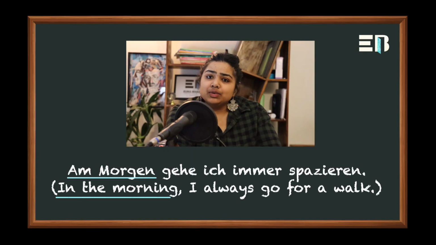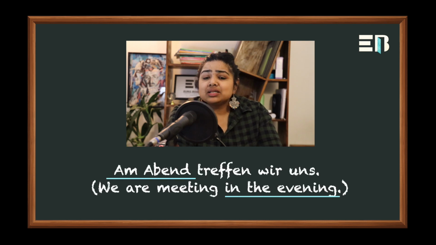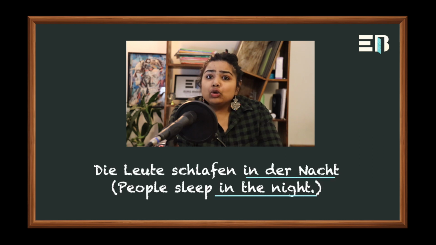Now guys, let us look at some example sentences of am plus time of the day. Am Morgen gehe ich immer spazieren. In the morning, I always go for a walk. Am Abend treffen wir uns. We are meeting in the evening, or in the evening we are meeting. Am Nachmittag habe ich heute einen Termin. In the afternoon, I have an appointment today. Die Leute schlafen in der Nacht. People sleep in the night.